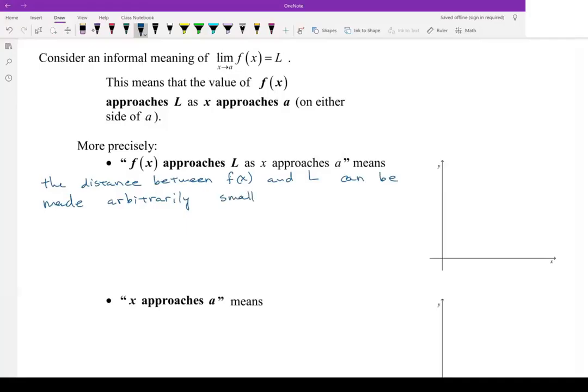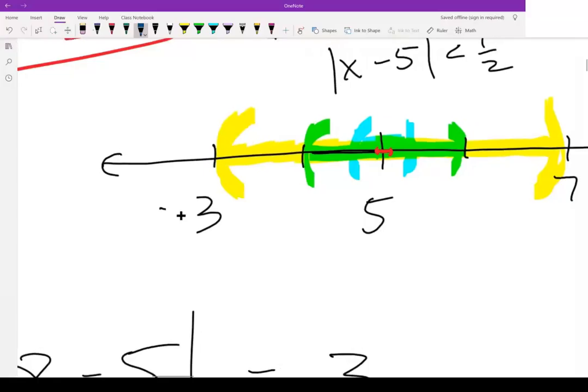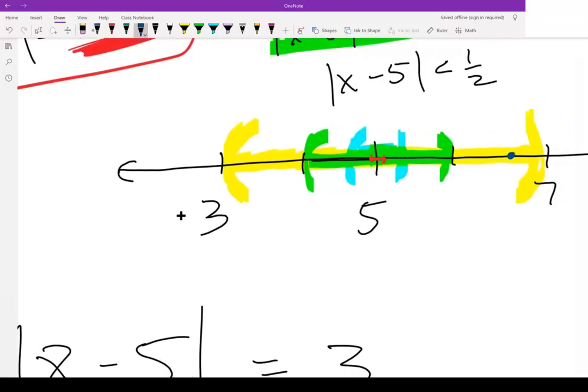Okay? That's what it means to approach something, right? If you look at my little graph here, if I have an X inside yellow, and then I force it to be inside green, and then I force it to be inside blue, and then I force it to be inside red, wouldn't you say that point is approaching 5? Give me another thumbs up if that idea makes sense.